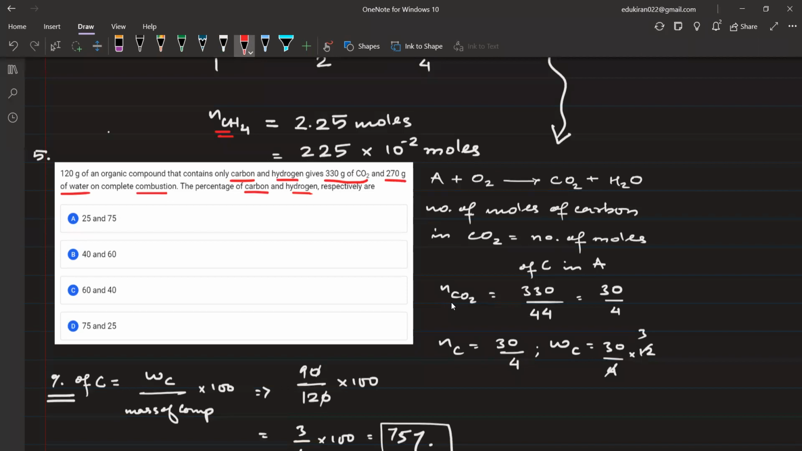First thing is that you will see the options. In the options you have 25, 40, 60 and 75. That means if you calculate only the percentage of carbon, then also you are going to get the right answer. It is not that two options give the same percentage of carbon. All of the percentages are different. That means you have to calculate only one. Either you can calculate carbon or hydrogen. I am going to calculate carbon.